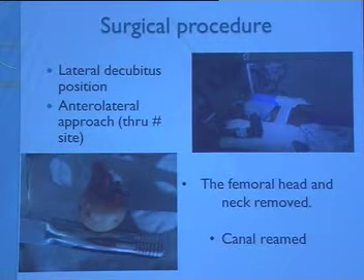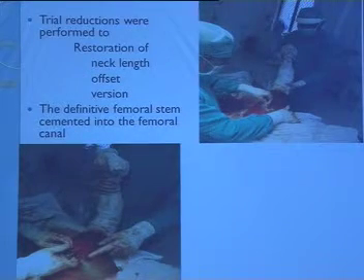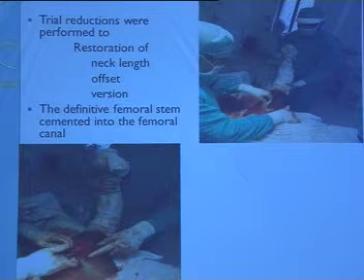The surgical procedure is done under spinal or general anesthesia, in the lateral decubitus position, through an anterolateral approach, that is through the fracture site, the transtrochanteric window. The femoral head and neck are removed, and the canal is reamed. Then the trial reductions are performed. This is the main crucial step to restoration of neck length, offset and version.